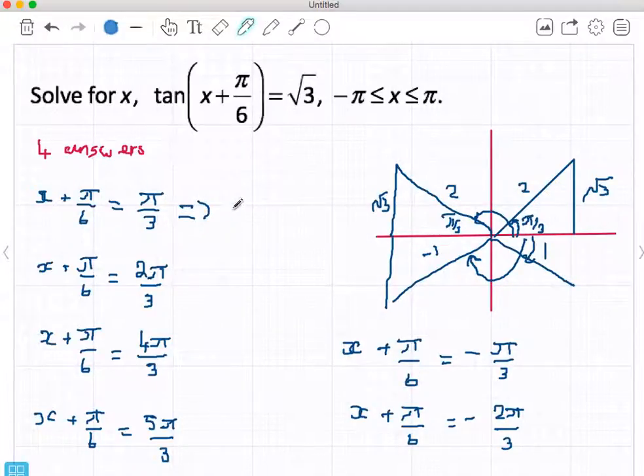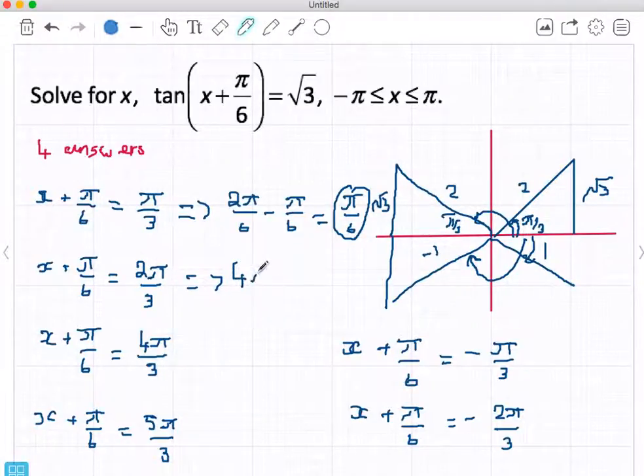Now, if I just take this first one here, I am going to get x is equal to pi over 3, which I'm going to call 2 pi over 6, take away pi over 6. I'm taking that from both sides. This gives me pi over 6. Let's just circle that because I definitely want that as one of my answers. It fits the domain. This one, 4 pi over 6, take away pi over 6, equals 3 pi over 6, which is pi over 2. Fits my domain, so I'll circle that one.